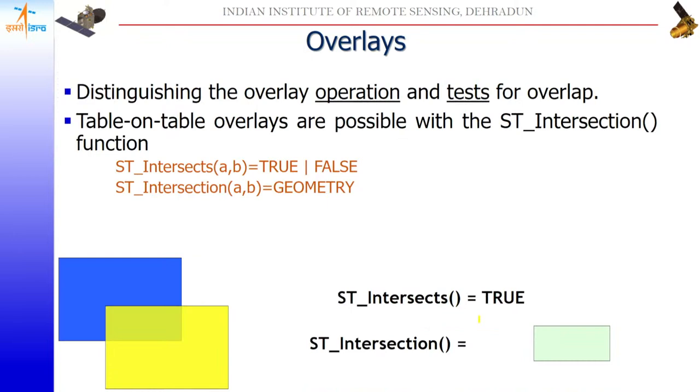Now there are other functions that will be very useful, like intersects and intersection. Suppose you are looking for whether two geometries are intersecting with one another. So there are two functions. One is ST_Intersects, which only gives you a true or false, a check for an intersection, whereas ST_Intersection gives you the common area. And again, you can use it for various applications.